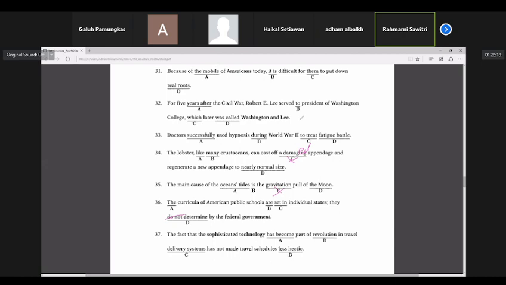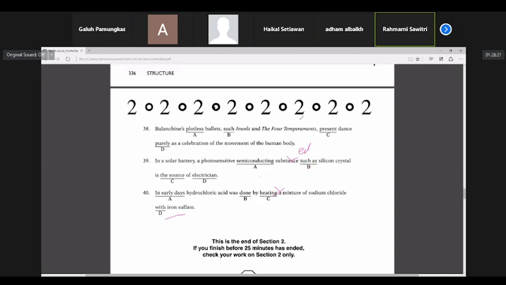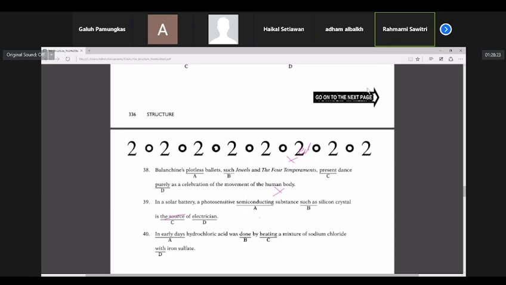And then the last three items. What about Fazrah Rahmawati? Number 38, B: Balanchine's bloodless ballet, such jewels and the four temperaments, present dance. The answer is B, because earlier I misread it; it should be "such as."